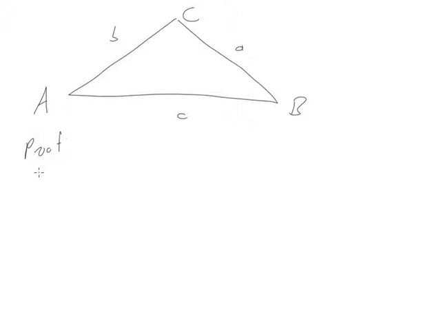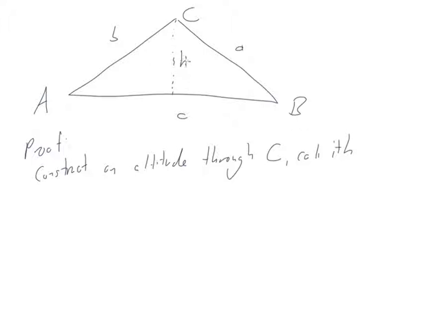first I'm going to construct an altitude through big C, and we're going to call it H. So what I'm doing is building a line through here, and that line I'm calling H, because an altitude means it meets at 90 degrees. So basically it's the height of the triangle. How high the triangle is, that's why I've called it H here today.